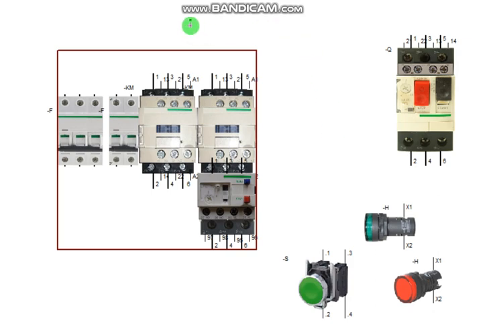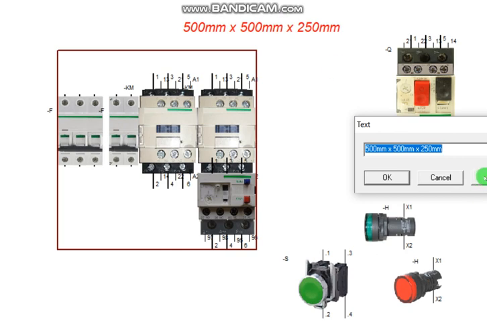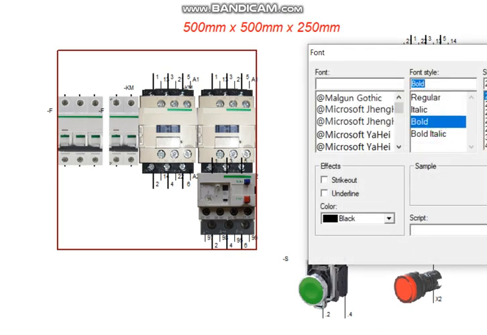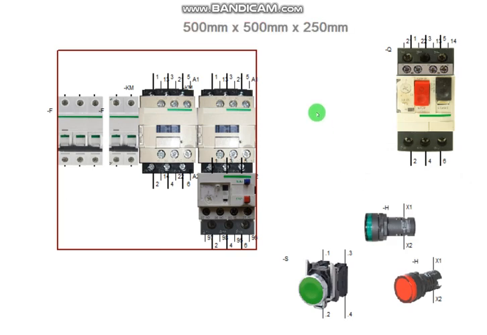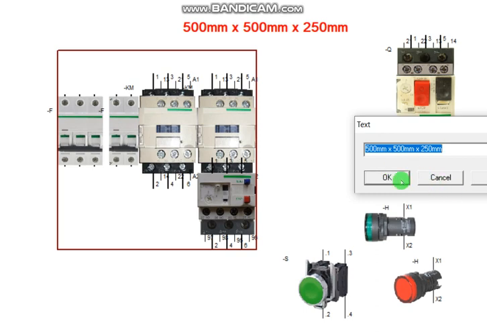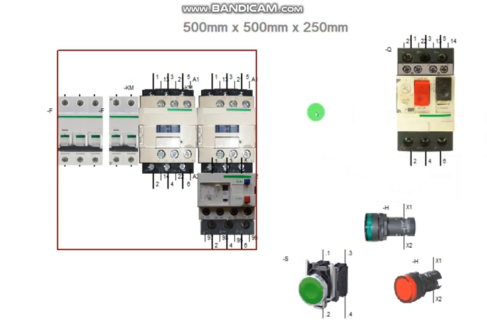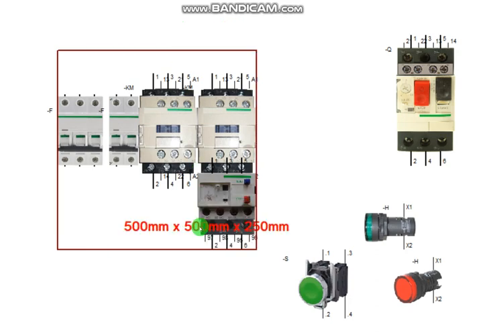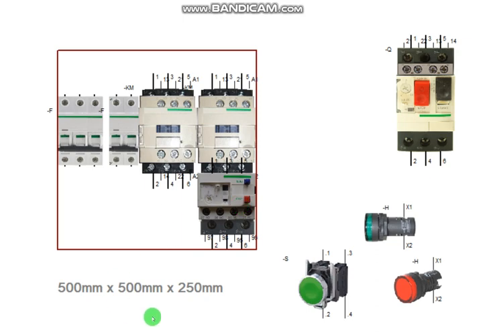For instance, I'll put it here. I don't know if it's clear enough. Let me bold it. It's not clear. I can't see it very clearly. Maybe I take it down. For instance, I specify this 500 by 500 by 200. Here is 500. Here is 500. Then the depth is 200.